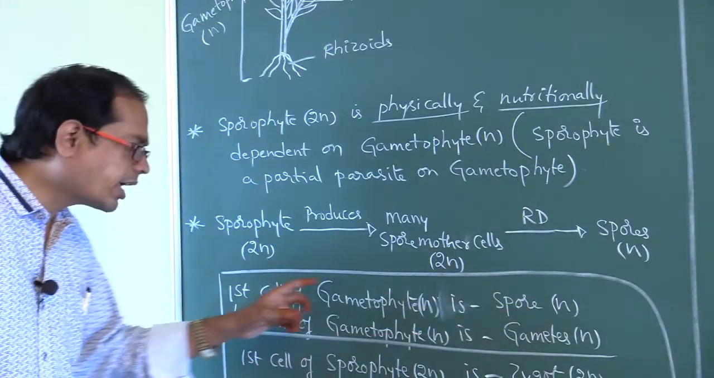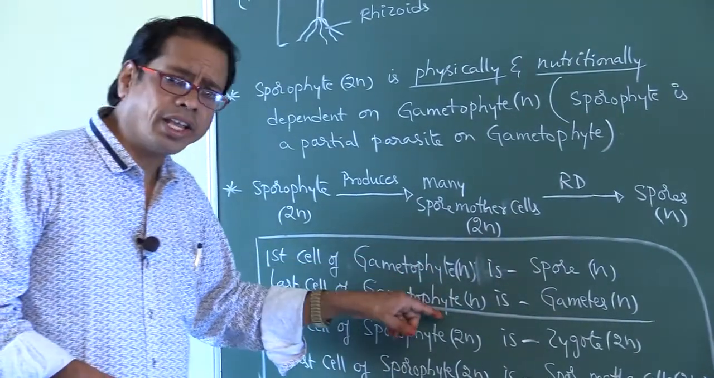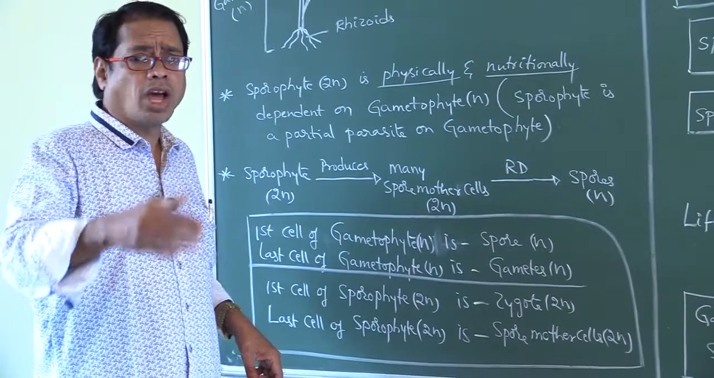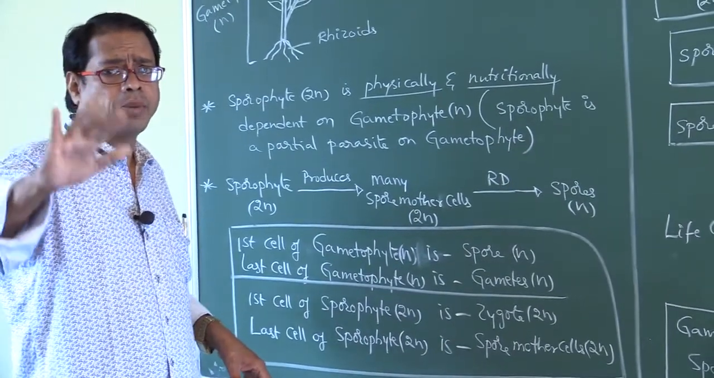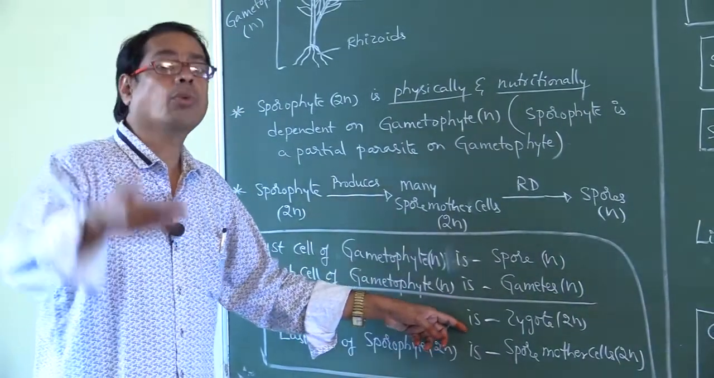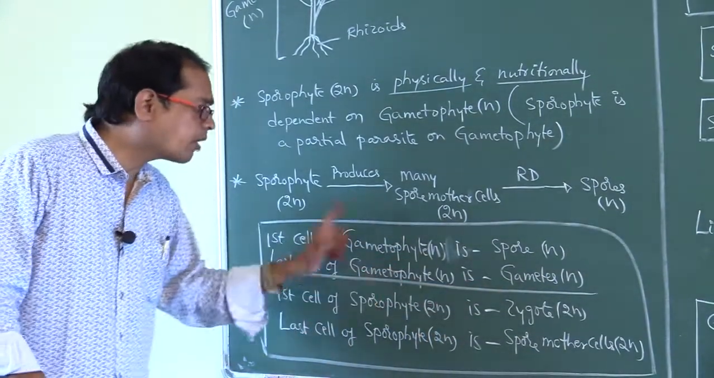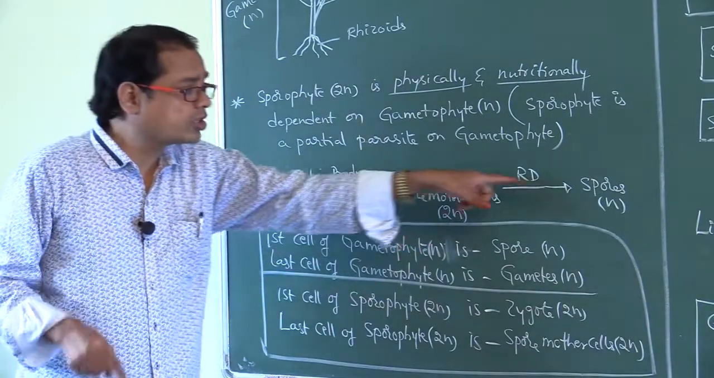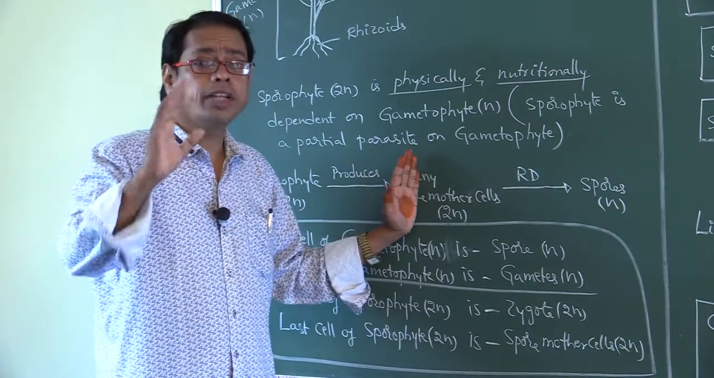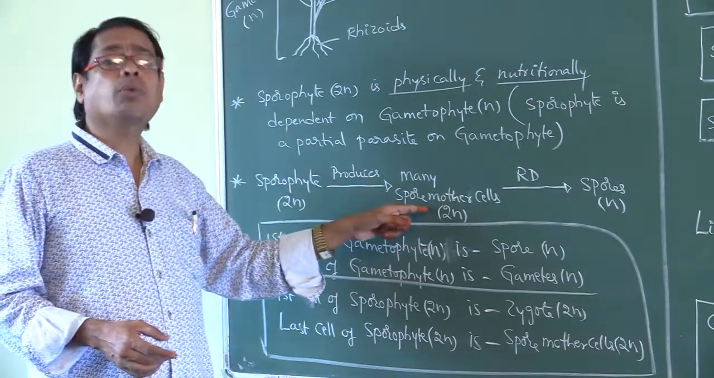Right. The first cell of the gametophyte is the spore. The last cell of the gametophyte is gametes. That is, from the spore, the gametophyte is developed. The last cell of the gametophyte means gametes, male gamete, female gamete. The first cell of the sporophyte means zygote. From the zygote, the sporophyte is developed. That's why the first cell of the sporophyte is zygote. The last cell of the sporophyte is spore mother cells. Don't say spores. Why? Because the sporophyte is diploid and spore mother cells are also diploid. We have to say the same ploidy in nature. So, the last cell of the sporophyte is spore mother cells.